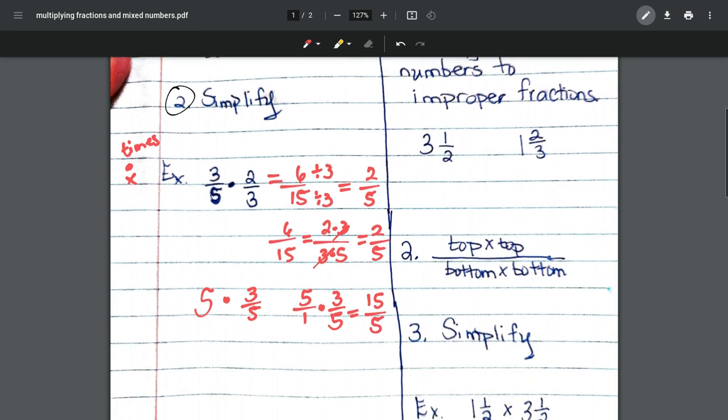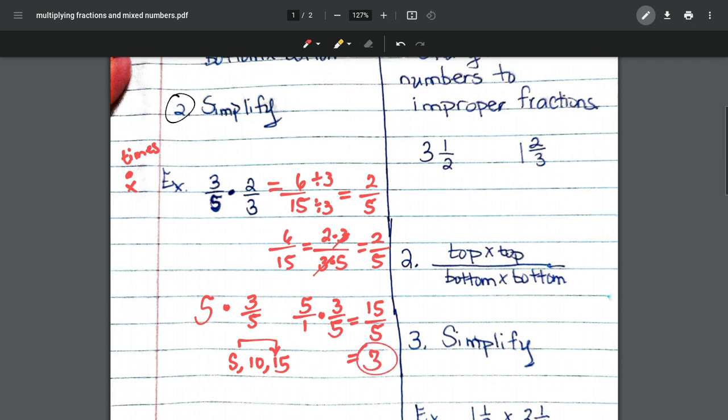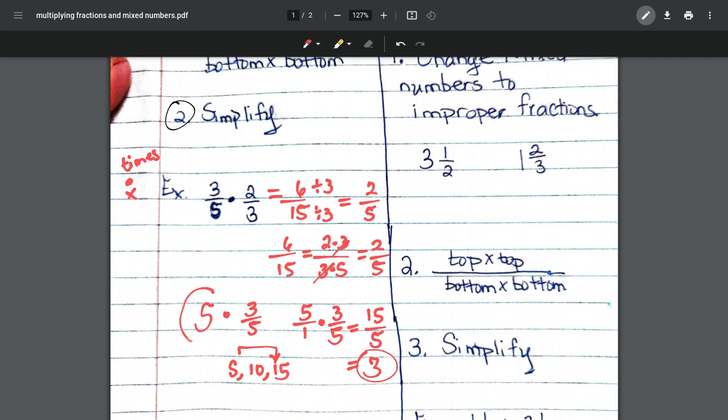But 15 is divisible by 5, because if I skip count by 5 three times, I can go from 5 to 15. So 15 divided by 5 is 3. Again, basically what I'm trying to show you is if you have a whole number, just place it over 1 when you're multiplying, okay?